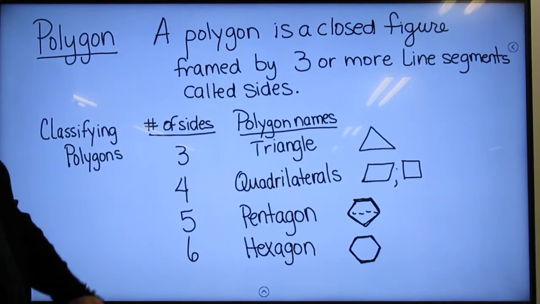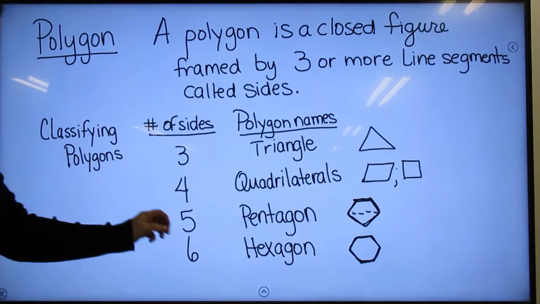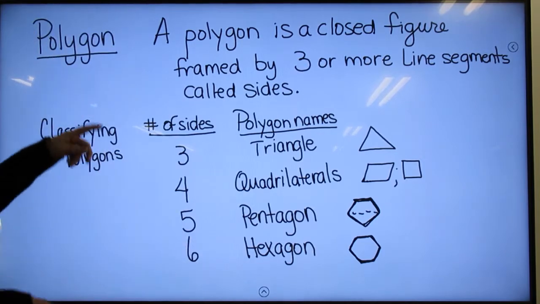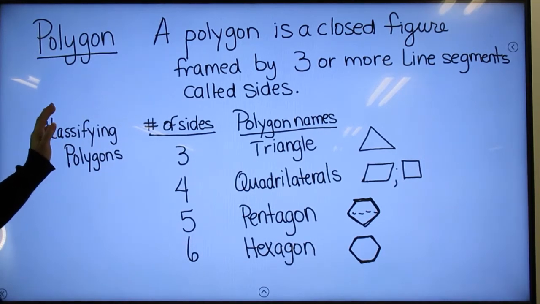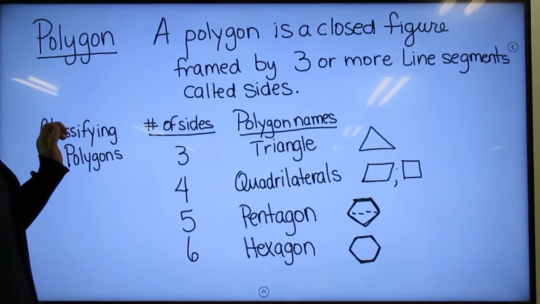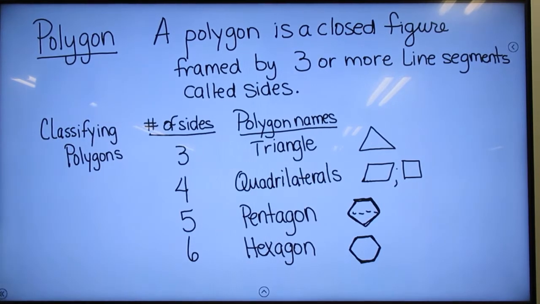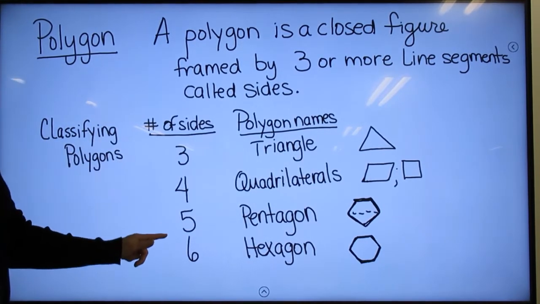All right, we're back, and we're going to be talking about polygons. A polygon is a closed figure framed by 3 or more line segments called sides. And classifying them goes by how many sides they have.